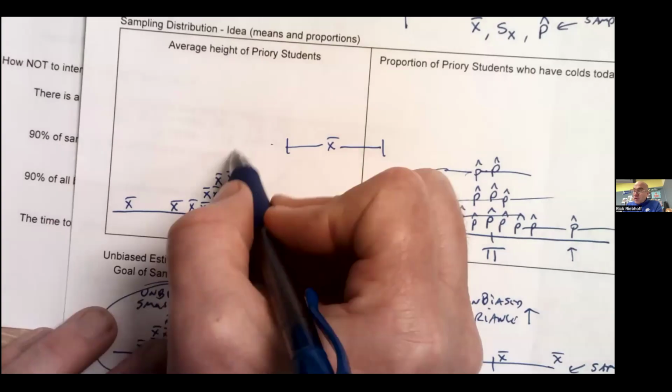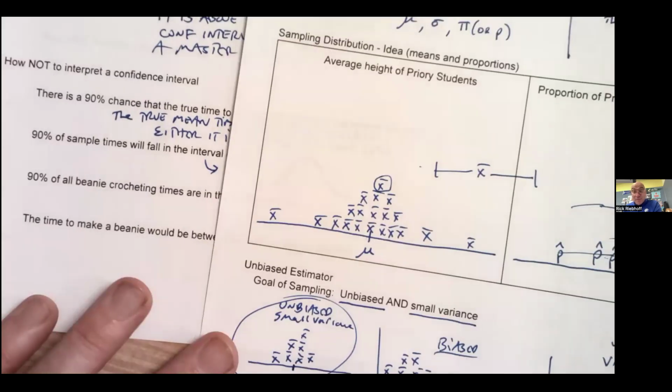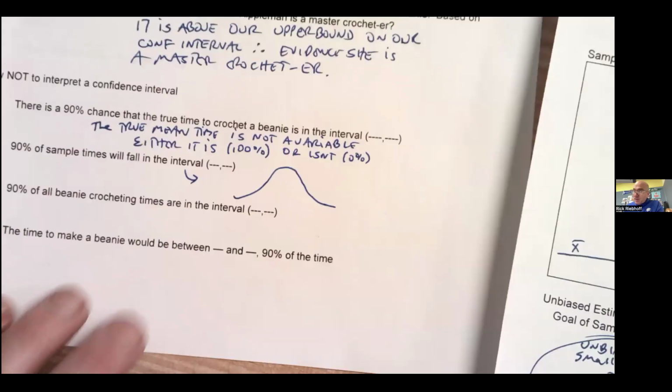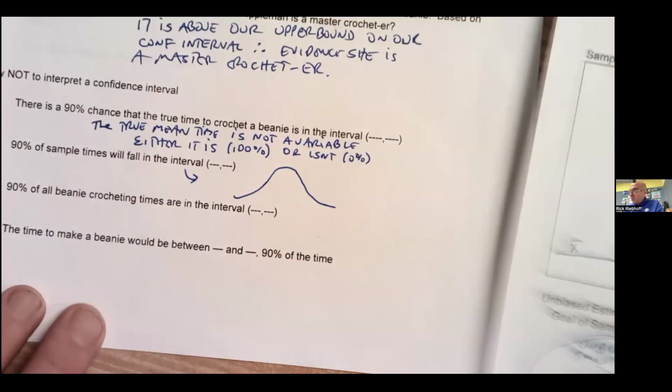Now, if we use this one, I would say yeah. If our sample was right at the population mean, then I could say that. But we don't know where that sample is. It's a sample. It's got variability. Same thing with this one: 90% of all beanie crocheting times are in this interval. Really?